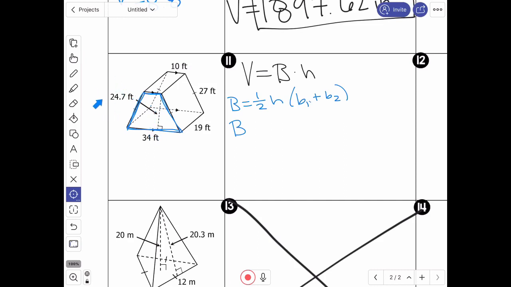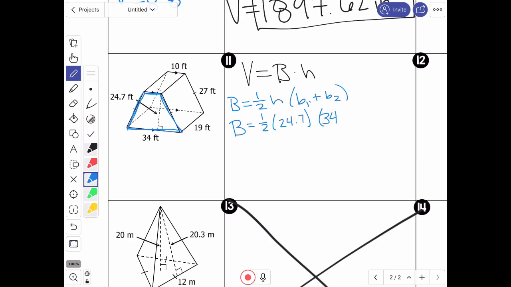So my height is 24.7. My bases are going to be the two sets of parallel lines, so 34 feet and then 10 feet, which is coming from this other side. Those should be congruent to each other. So my base is going to be 34 plus 10. And so my base area, that's what that uppercase B stands for, is 543.4.